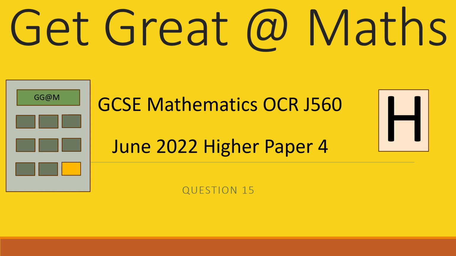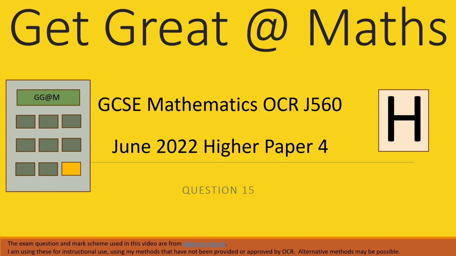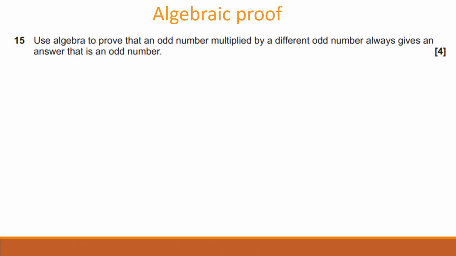Today we're going to look at the GCSE Mathematics OCR J560 exam paper from the June 2022 series, the higher tier paper 4, and this is a calculated paper and we're going to be looking at question 15 today. Now question 15 is to do with algebraic proof. And this question is quite a tricky question because they expect you to use algebra. And if you don't use any algebra, then you can't get the answer correct or any method marks. So in the question, it does say use algebra.